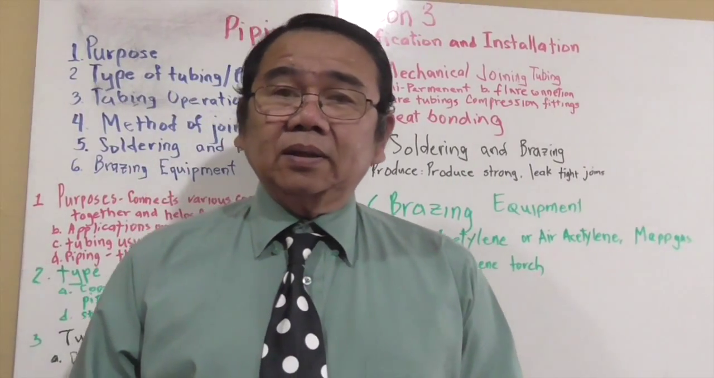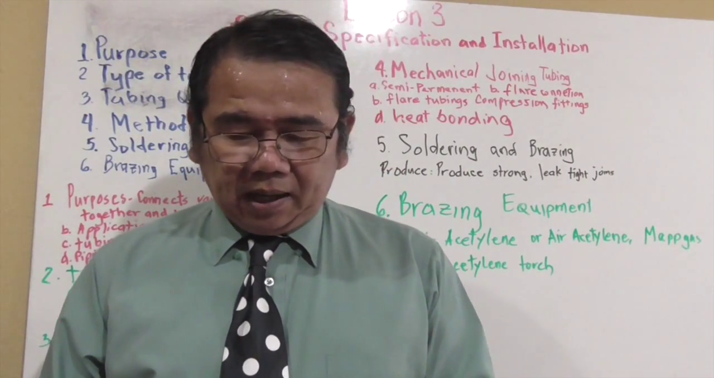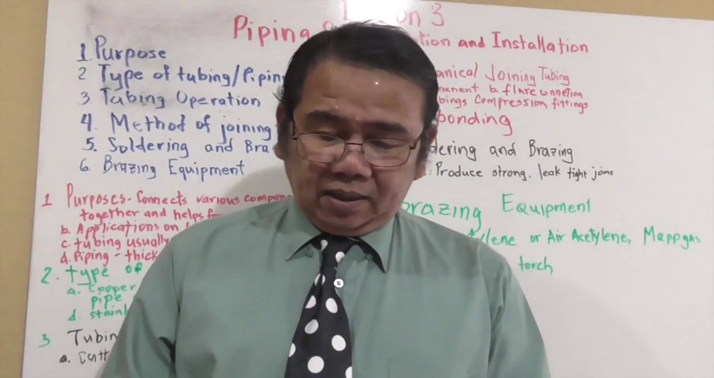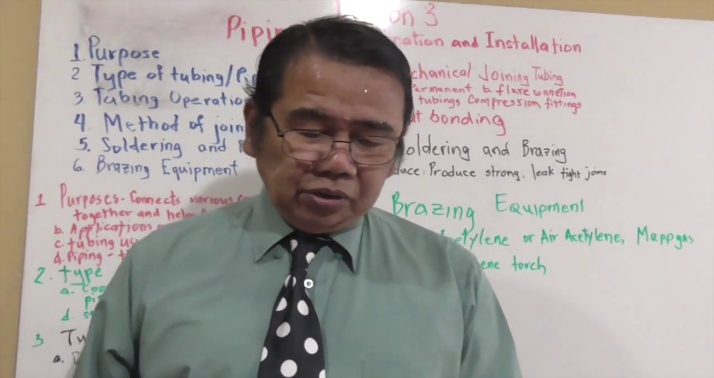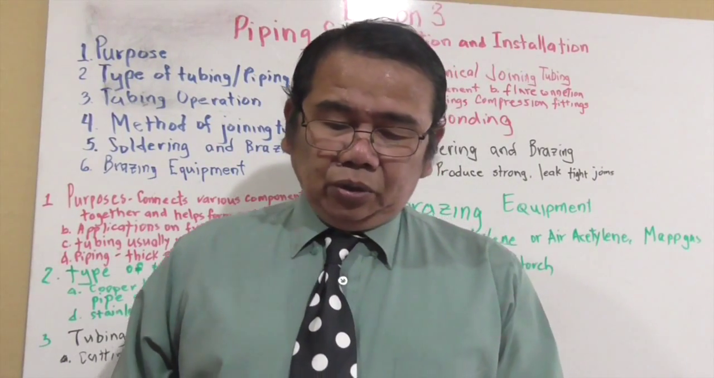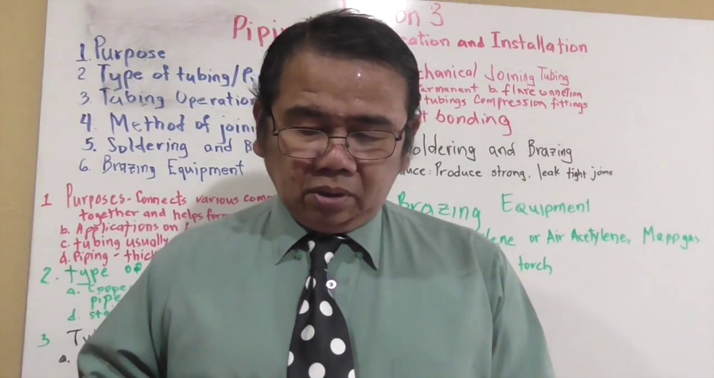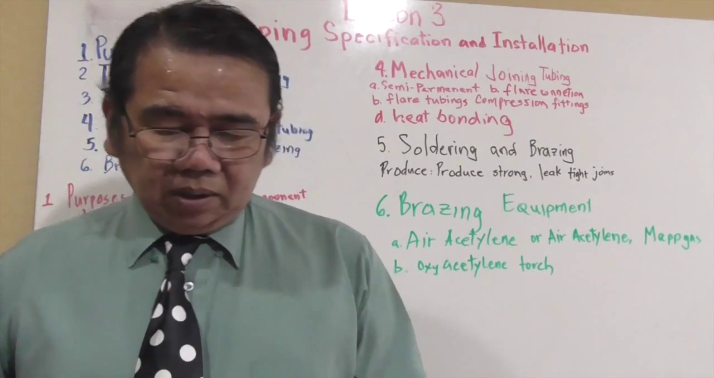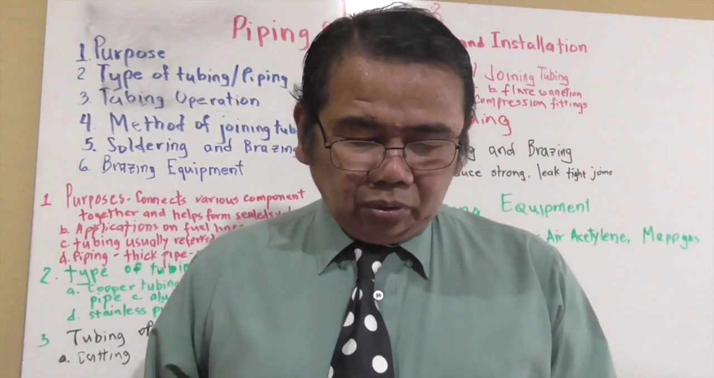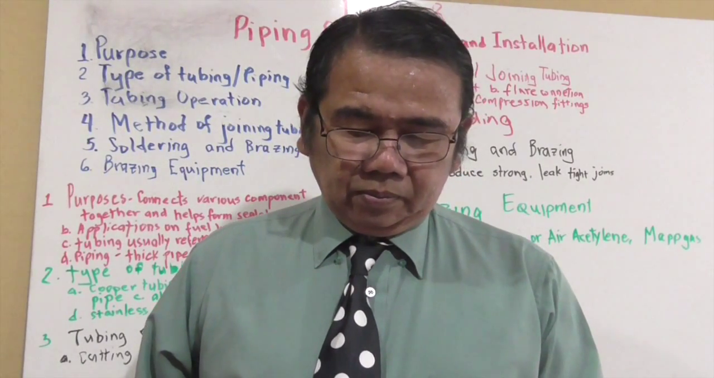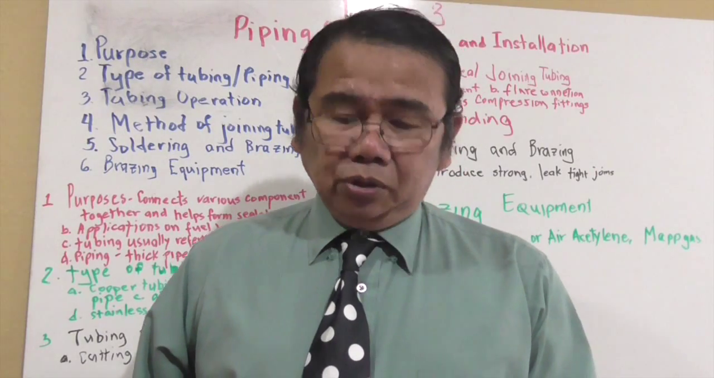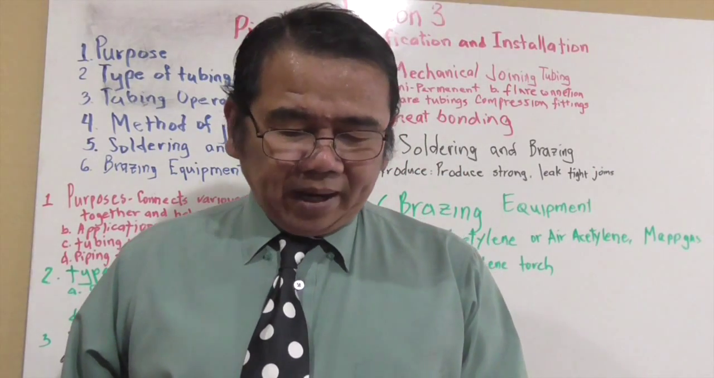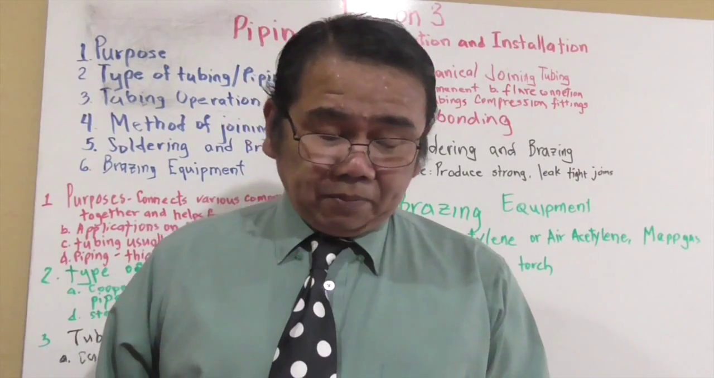Classification of copper tubing. The classification, we got type K, heavy wall, air conditioning refrigeration approved. Use where corrosion may be a problem.